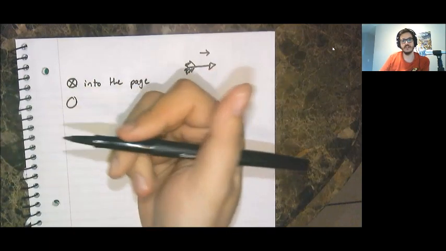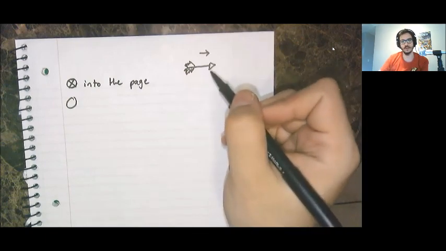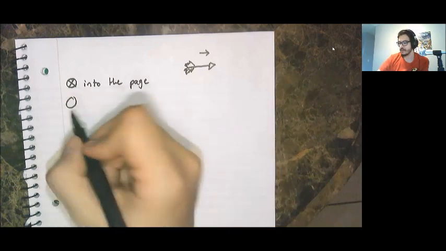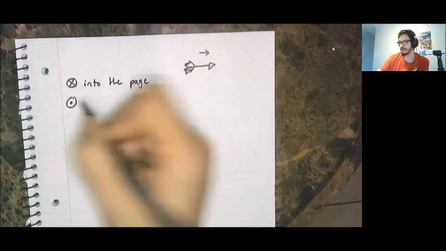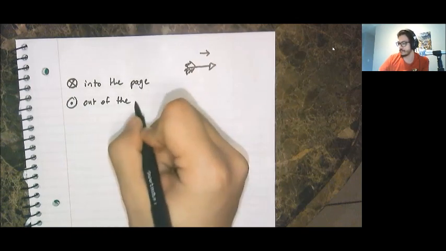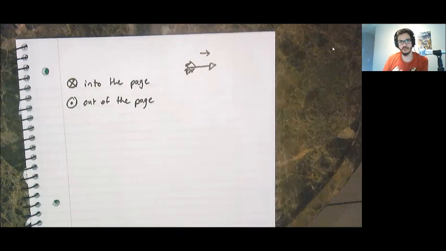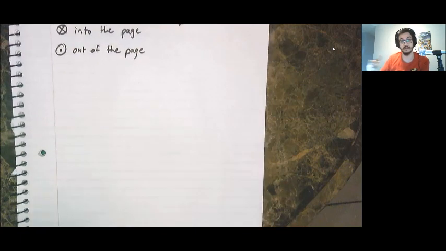If something is going out from the page, then it's coming toward you. So what part of the arrow would be heading toward your eye? The tip. So we just draw a little dot to represent the tip of the arrow coming out of the page toward you. This makes it much easier to draw those complex 3D images.